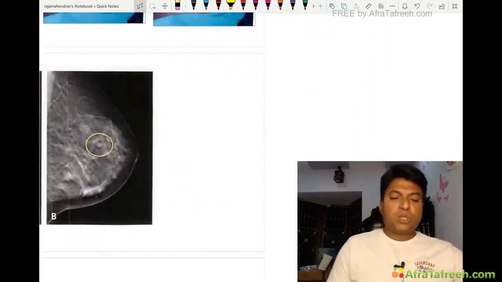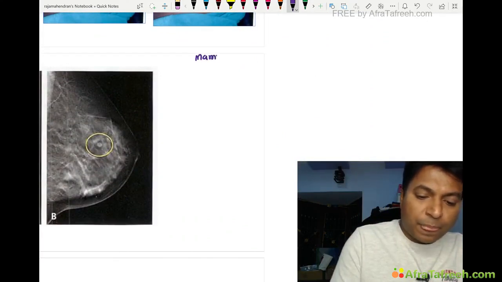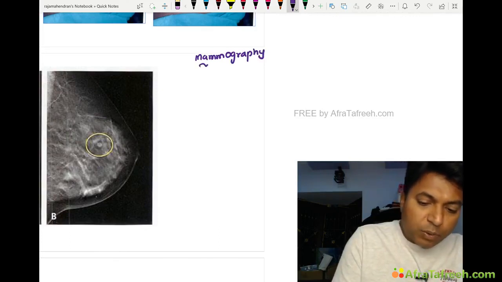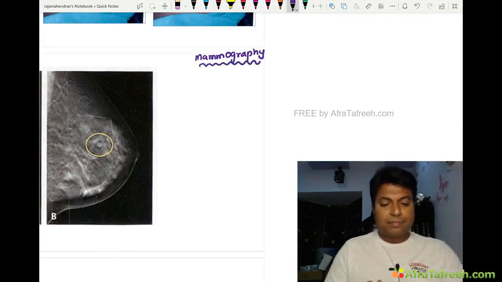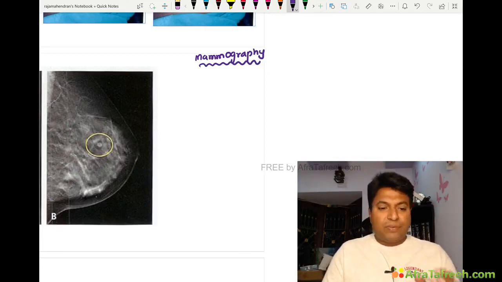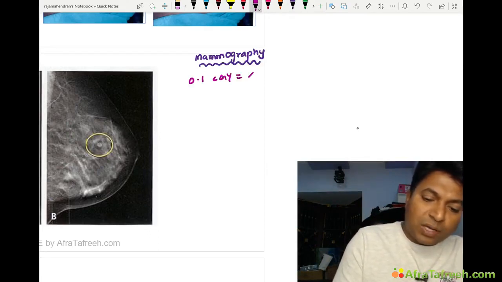So this is a picture showing you a mammography. All about mammography I am going to tell you now. Everything about mammography. Any doubts you have in mammography, you can get it cleared here. Mammography showing you microcalcification is shown in this picture. Mammography is giving an exposure of 0.1 centigray, which is equal to 4 chest X-rays.